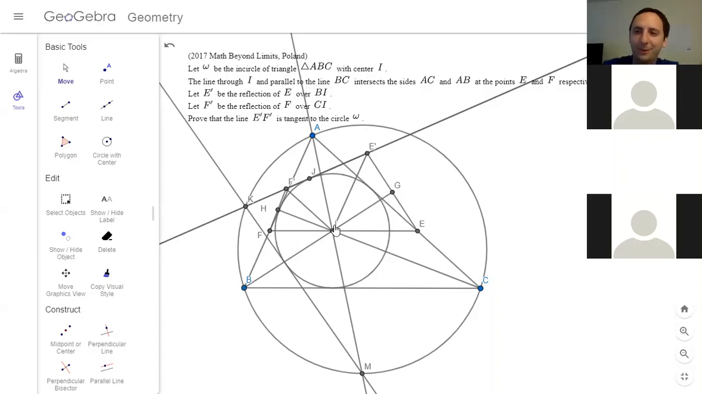Yeah, I'm sorry to interrupt you. Yeah, and it's equal to AB divided by AC. So we claim that triangle F prime I E prime is similar to ABC.